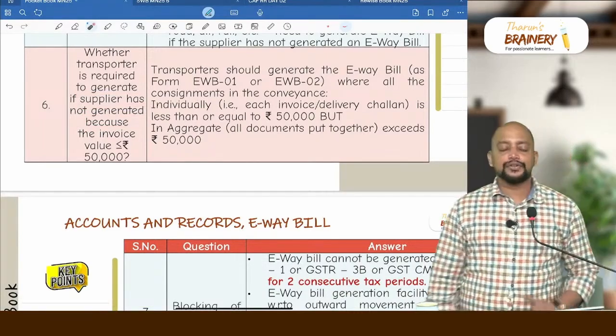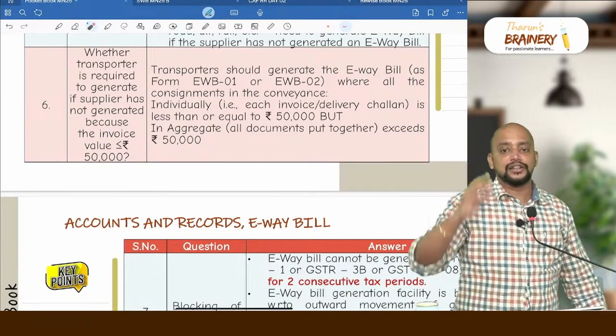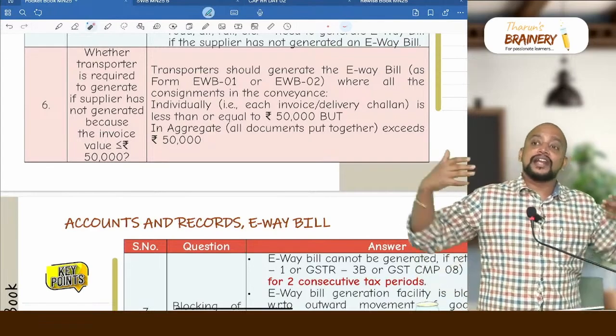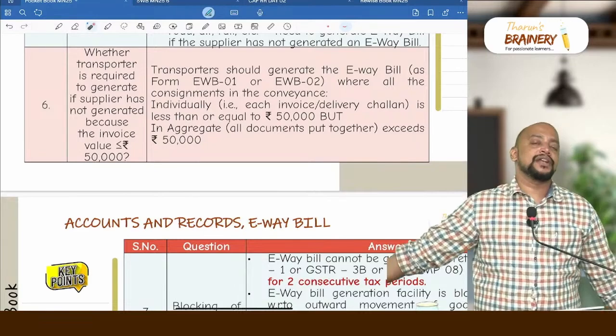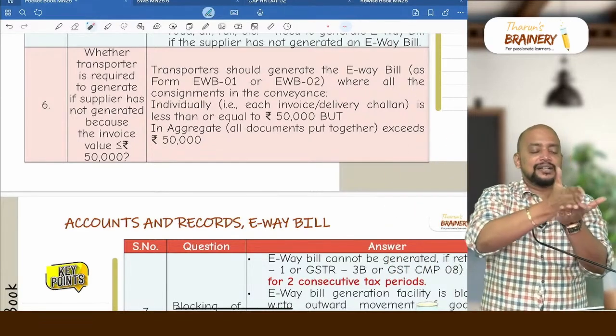Then whether the transporter is required to generate if the supplier has not generated because the invoice value does not exceed 50,000. Say for example, I am giving the consignment, the value of the consignment is just 30,000 rupees, that's why I have not generated the e-way bill. And like me, there are 10 people who handed over consignments to the transporter.